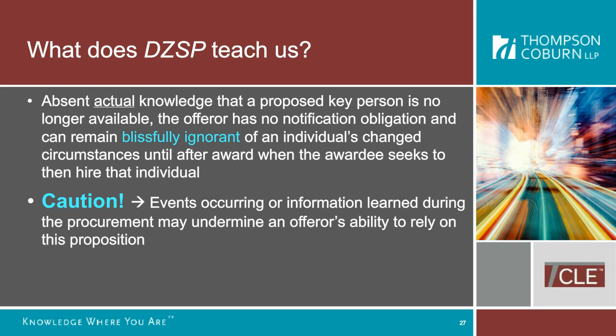In that case, the original award was in 2014. We're talking about 2018, 4 years later. There were 4 protests going back and forth. There were 3 sustains by the GAO, so a lot of time had gone by. But the GAO held in that case, contrary to the protesters' allegation, that absent actual knowledge that a proposed key person is no longer available, the offeror has no notification obligation and can remain blissfully ignorant of an individual's changed circumstances until after award, when the awardee seeks to then hire that person.